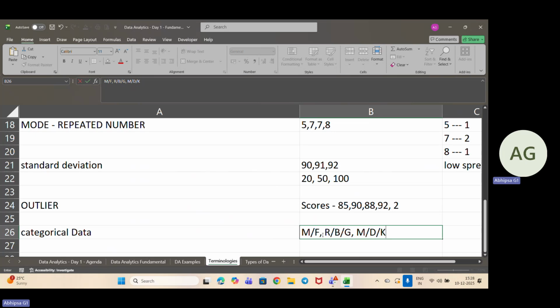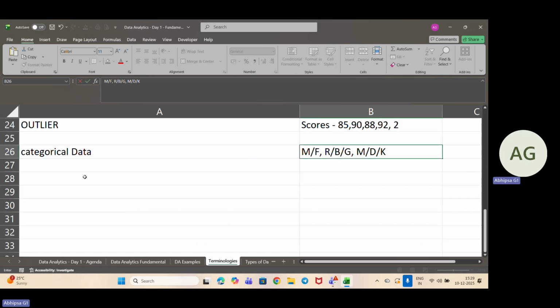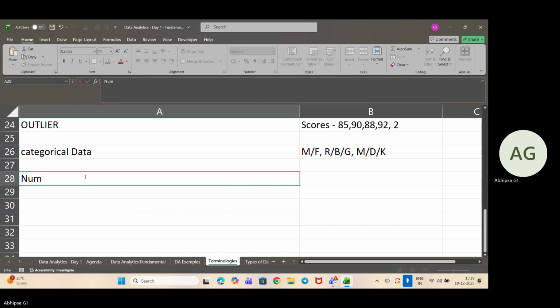So when we look at a data set, some of the columns contain this kind of fields: gender-based fields, color-based fields, cities. These are categorical data. So data that are of a specific category, or that are words that actually mean something, is called categorical data.